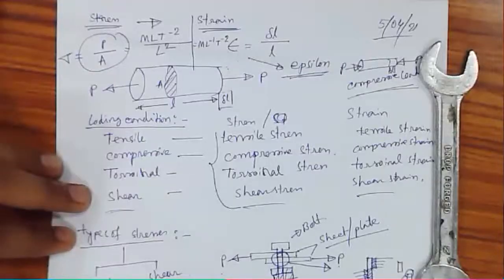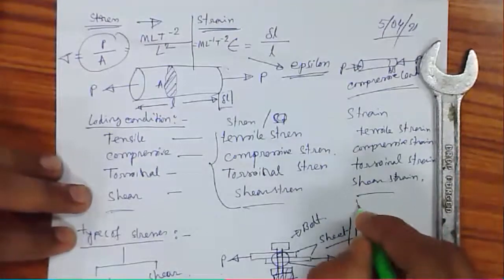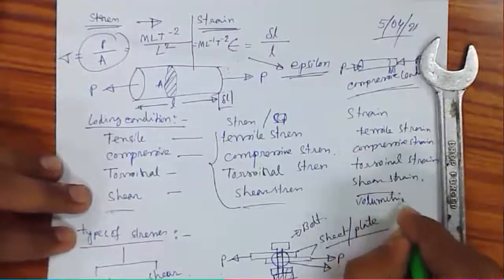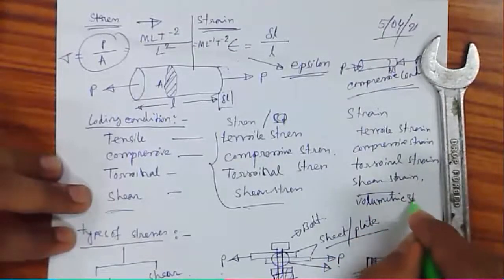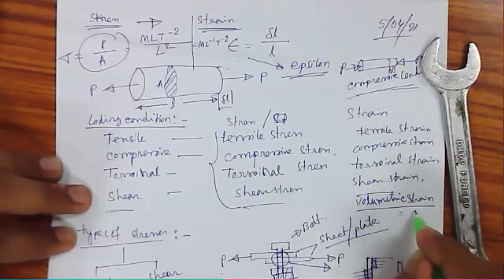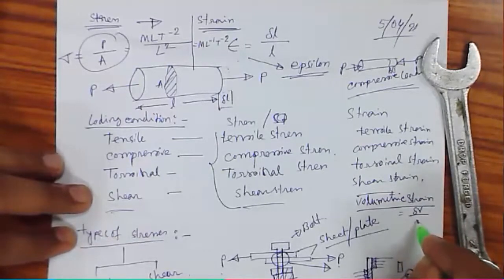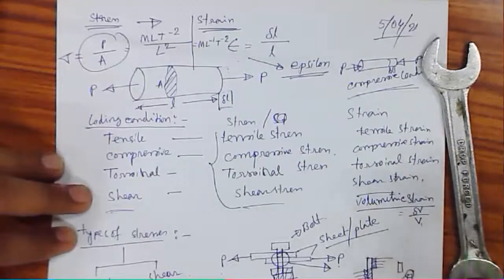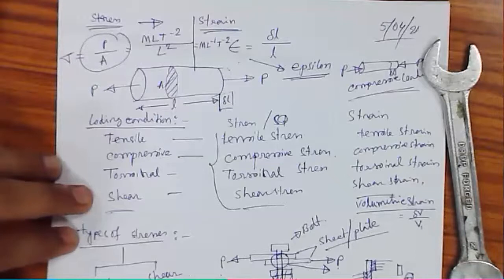There is one more type of strain, which is called volumetric strain, which we missed in the previous class. Volumetric strain represents the change in volume divided by the original volume. So this will become delta V, where delta means the change, V2 minus V1, divided by the original volume V1, or simply delta V by V. So we studied this in our earlier class.